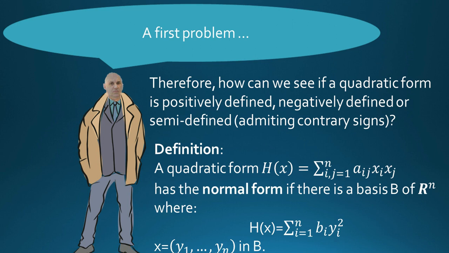Definition. A quadratic form h(x) = sum from i,j = 1 to n of a_ij x_i x_j has the normal form if there is a basis B of R^n where h(x) = sum for i from 1 to n of b_i y_i², where x = (y1, ..., yn) in B.